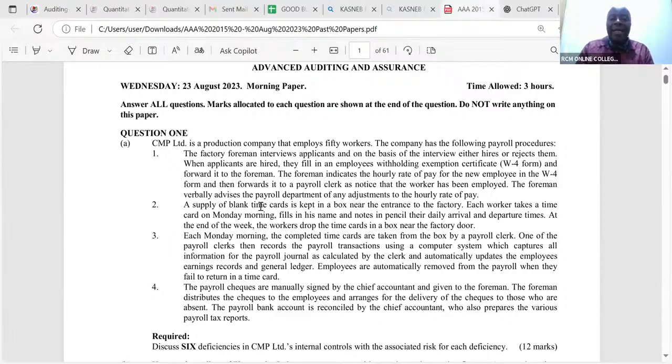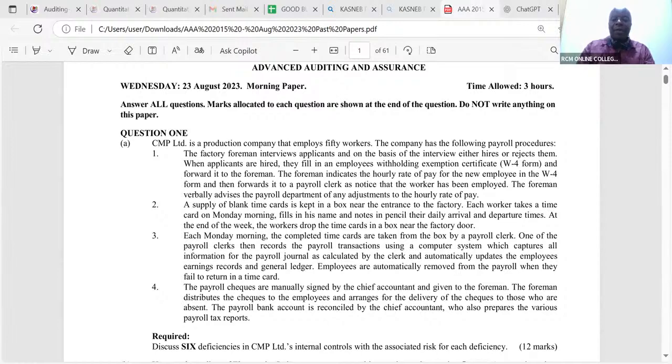A supply of blank time cards is kept in a box near the entrance to the factory. Each worker takes a time card on Monday morning, fills in his name, and notes in pencil their daily arrival and departure times. At the end of the week, the workers drop the time cards in a box near the factory door. I can see so many dangers, ladies and gentlemen, as regards this. The first thing that I'm able to see here is the concept of buddy punching. In auditing, we call this buddy punching.